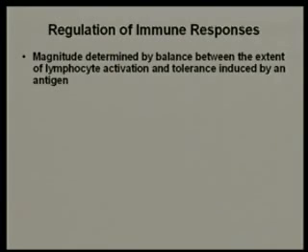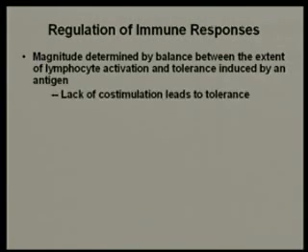But what we did discuss is that in order for activation, you typically need two signals. And if you receive the first signal without the second signal, in many cases that can lead to tolerance. So the extent to which you have activation versus tolerance can play a major role in the downregulation of the immune response. Again, lack of co-stimulation can lead to tolerance.